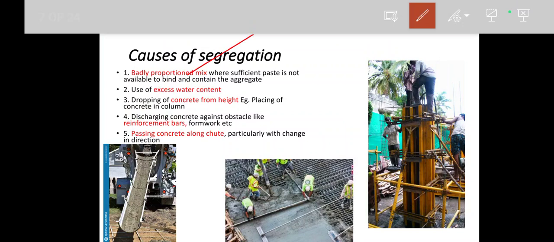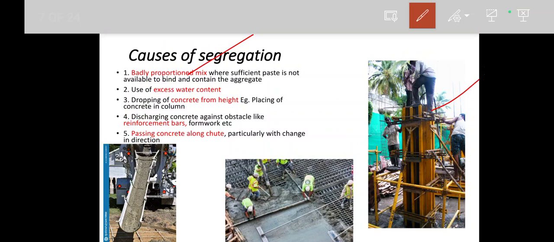Second one, excess water content. The main cause of segregation is also adding more water. If you add more water, then the cohesive nature won't be there, so separation will happen easily. And also, dropping concrete from a height.